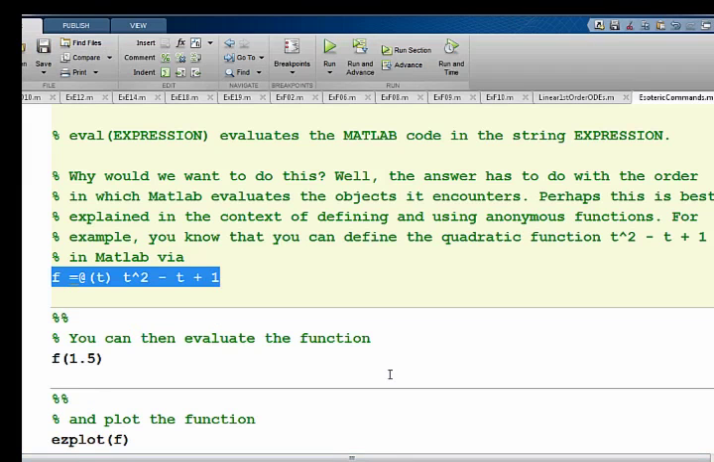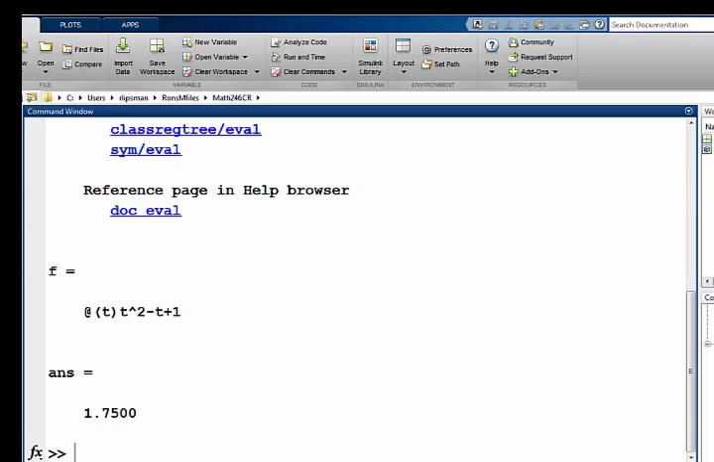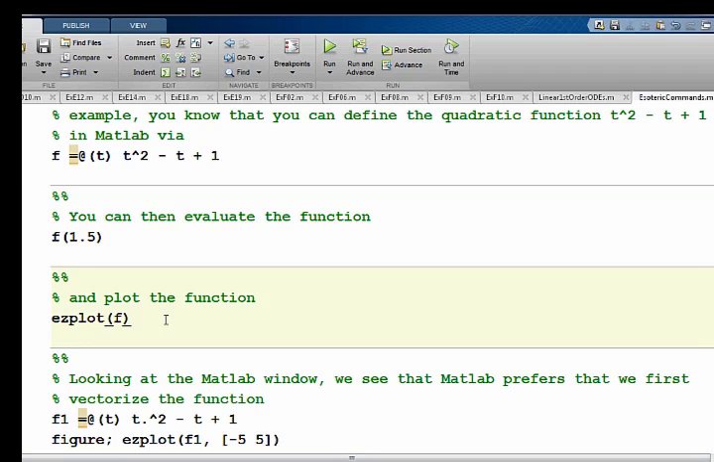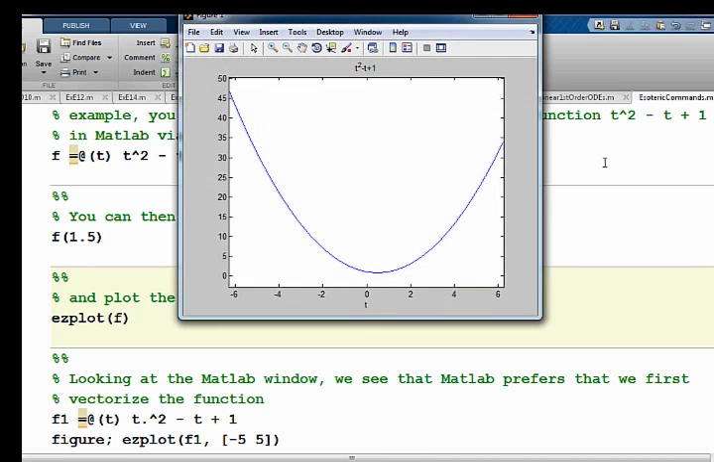Now, what can you do when you do that? You can evaluate the function. So we can evaluate f at 1.5. And if I do that, the answer is 1 3/4. That's what happens when you evaluate the polynomial at 1.5. You can plot it with EasyPlot. We run that. There's the plot of the quadratic function.